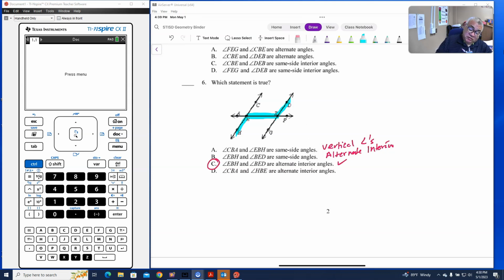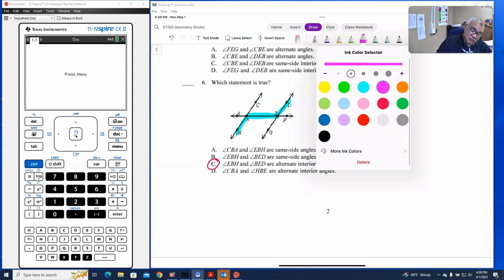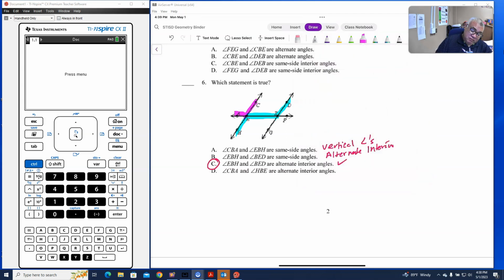CBA, let me use a different color. This is CBA and HBE. Those are vertical angles. So the only one that's true is C.